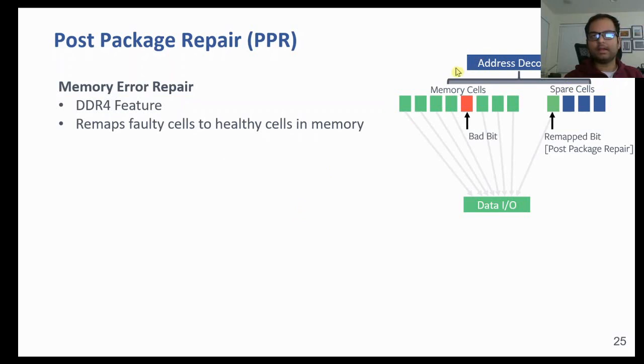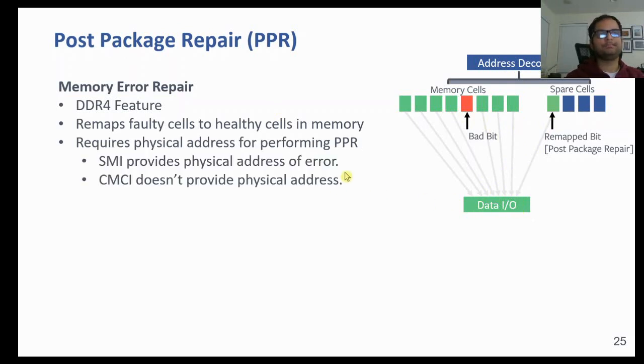So let's say we have an address decoder, and a series of cells which are bits in memory, and let's say we have a bad bit. What post-package repair allows us to do is map this bad bit to a spare bit within the address decoder. And this remapped bit is then used for data input or output.